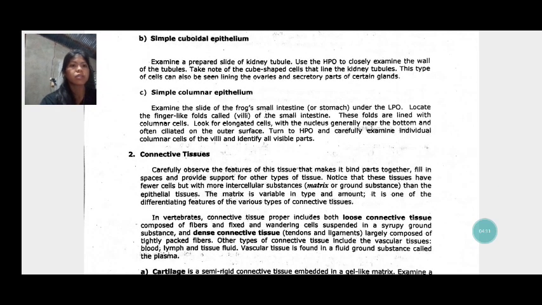Examine the slide of the frog's small intestine or stomach under the LPO. Locate the finger-like folds called villi of the small intestine. These folds are lined with columnar cells. Look for elongated cells with a nucleus generally near the bottom and often ciliated on the outer surface. Turn to HPO and carefully examine individual columnar cells of the villi and identify all visible parts.